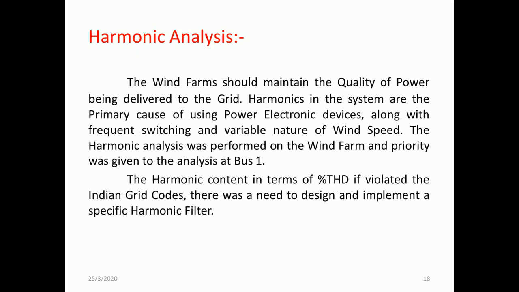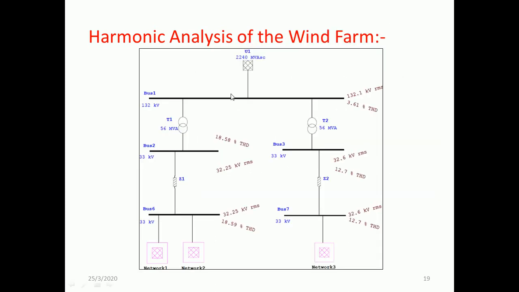Now how we did it, we'll just discuss it here. This is the overview of the wind farm. You can observe that when I simulate it for the harmonic case study, the harmonic content at a bus of 33 kV was almost 18.59%, but as it approached a higher bus level of 132 kilovolt, although the harmonic content decreased, it is 3.61. As per the grid codes, the THD at the bus of 132 kilovolt should be less than 3%. So to improve the power quality and considering the grid codes, it was important to design a harmonic filter.